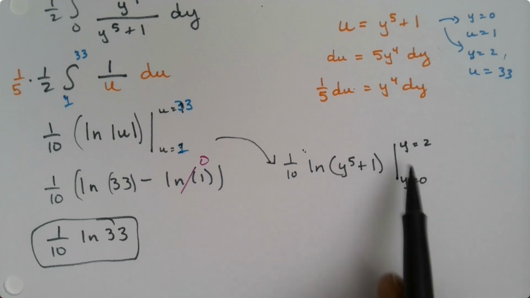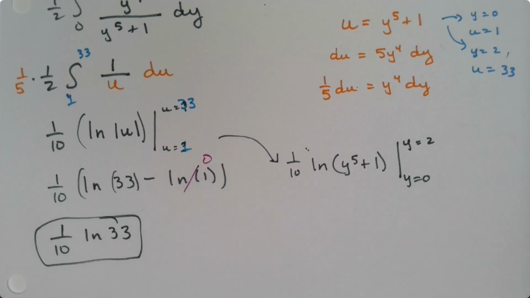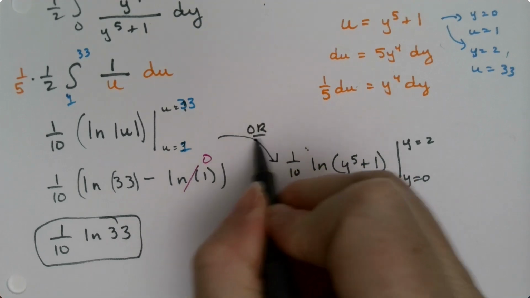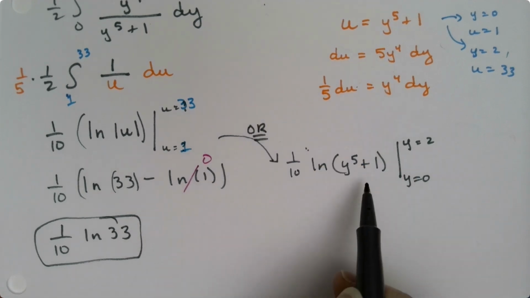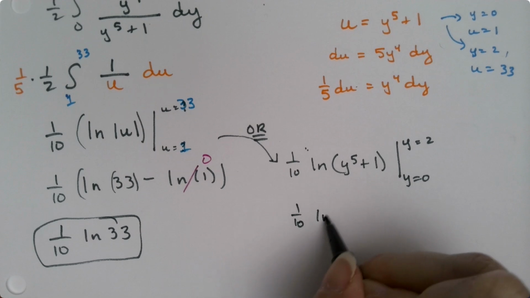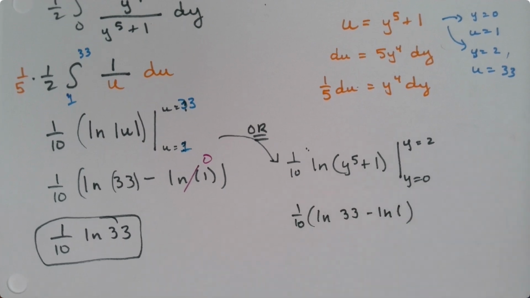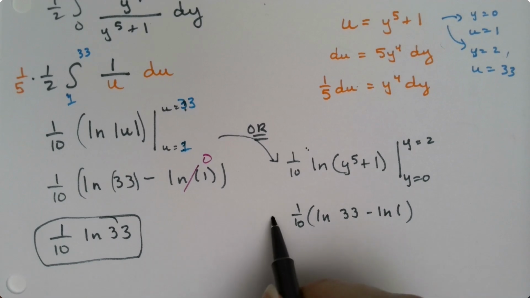It's going to get you the same answer. It's just going to take a little bit of work there. So either way you want to do it, you're going to get 1/10 natural log of 33. I'll just put an or in here, right? This is called back substitution, when you put back in what u was, right? So this will be 1/10 natural log of 33 minus the natural log of 1. It'll get you the same steps, and then you'll get the same answer.